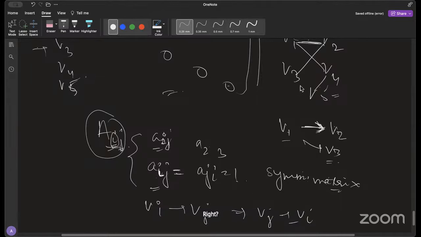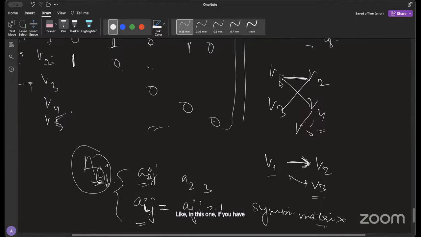Like in this one, if you have an edge from V1 to V2, then you also have an edge from V2 to V1. So in this one, A12 and A21 entries both will be equal to 1. And A13 and A31 entries both will be 0, right?